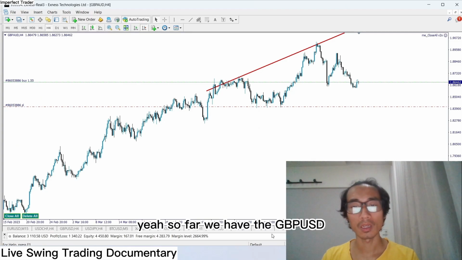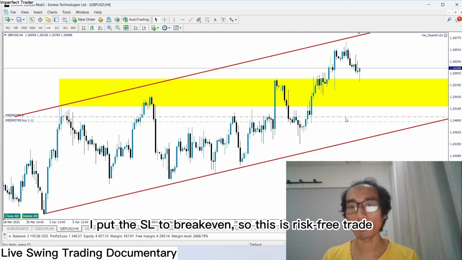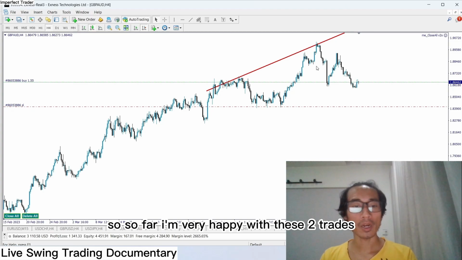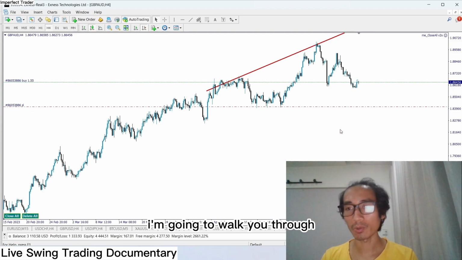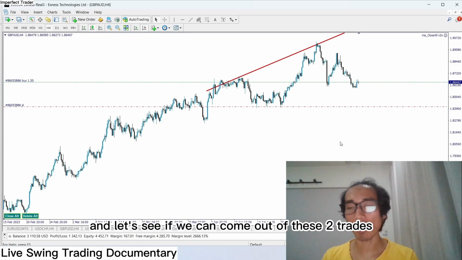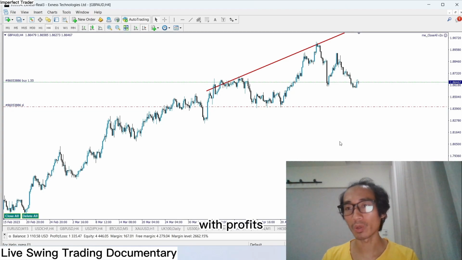So far we have the GBP USD. I put the stop loss at break even, so that is a risk free trade, and that is a new trade. So far I'm very happy with these two trades. I'm going to walk you through exactly how I manage the trades, and let's see if we can come out of the two trades with profits. So I'll see you on the next update. 11th update.